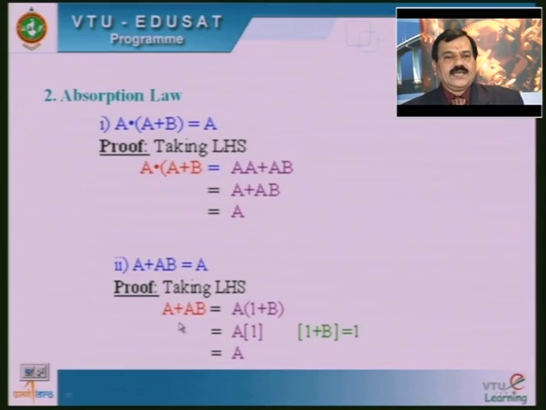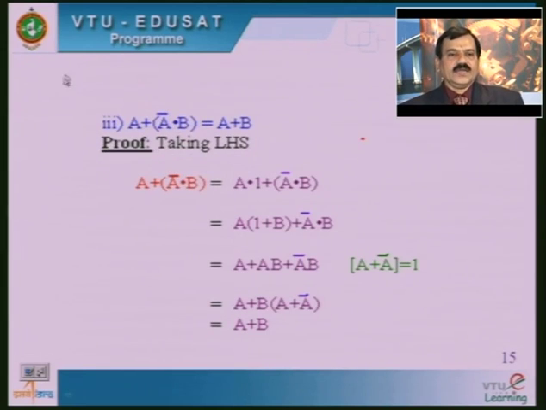Taking the LHS, A plus AB. The same part is continued here. If you take A as common, we can say A into 1 plus B. Then 1 plus B can be rewritten as 1, and finally it can be concluded as equal to A. Next, A plus A bar dot B is equal to A plus B.